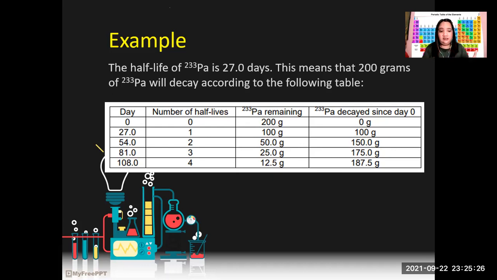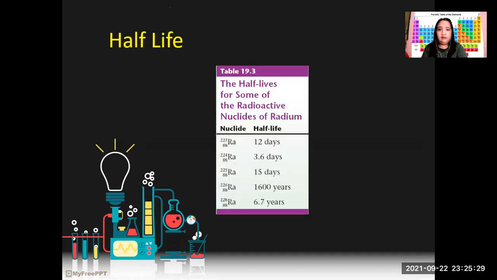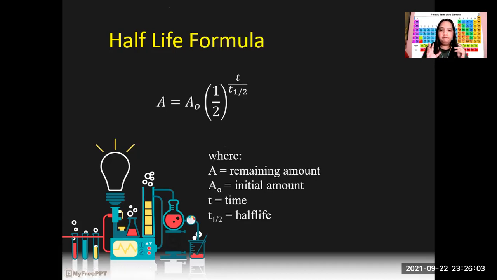So this is using a table. But by the way, before we go to the formula part, these are common half-lives of radioactive nuclides of radium. For example, radium-223, the half-life is 12 days; radium-224, 3.6 days; radium-225, 15 days, and so on. Of course, we know that radium is one of the radioactive isotopes, so it has different half-lives depending on the mass number.